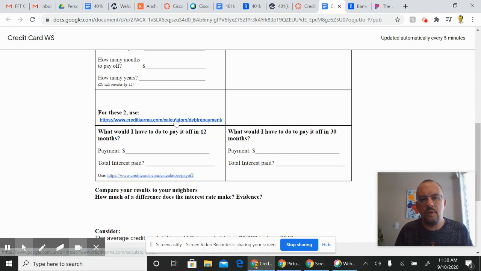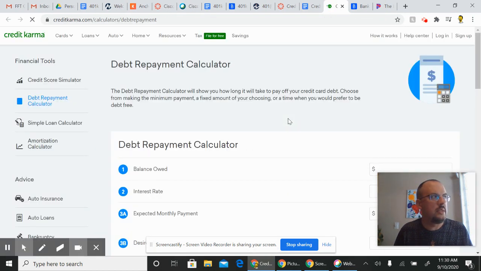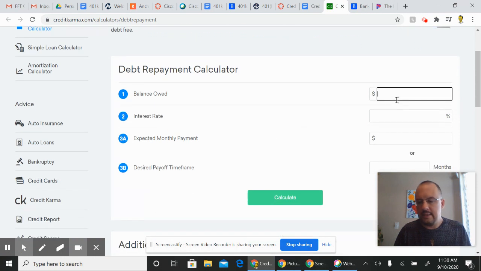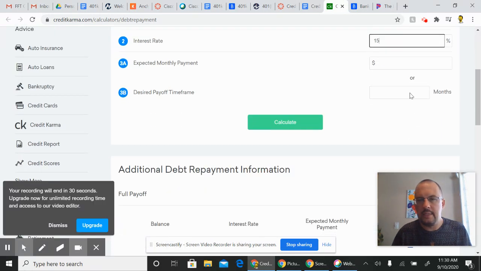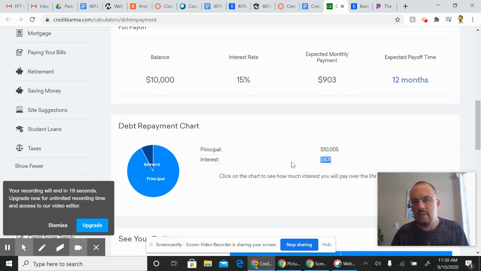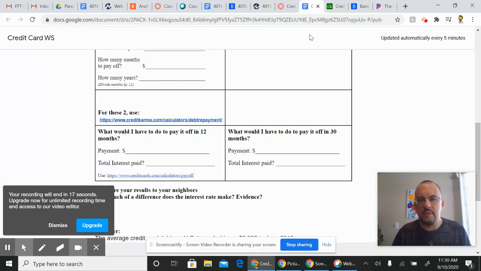And then the last one you do is this. This one is, what if I wanted to pay off my debt? I got $10,000. My interest rate was 15%. And then I say I want to pay it off in 12 months. I have 30 seconds left, so I got to hurry. Calculate. It tells me my payment would be $903 a month. I would pay $831 in interest. And then you just plug those numbers into the worksheet. Boom, boom, and you're good.